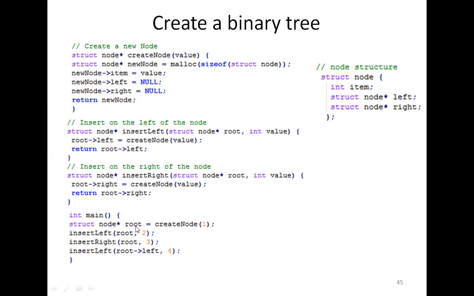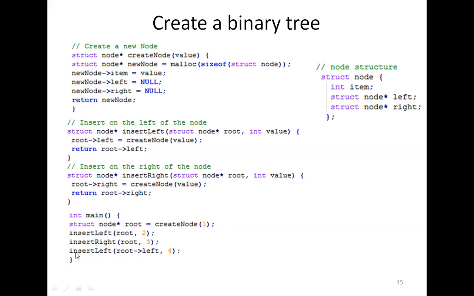So this is the root node address. Root is the variable that contains the address of the root node, so that is what I'm passing here. Then, comma, the value of the node, 2. It will insert a new node with value 2 on the left side. That will be the left child. Similarly, insert right root 3: we pass root and the value 3. So now this will be the root node 1, the 2 will be the left child and 3 will be the right child.